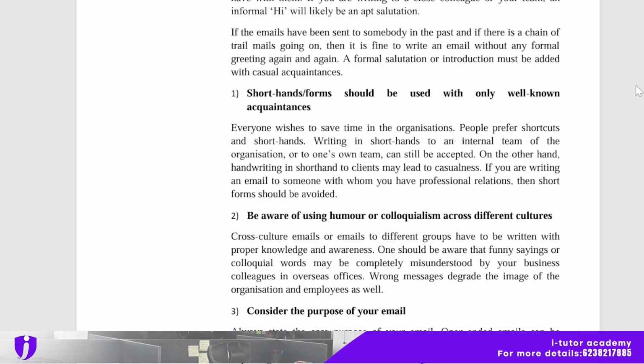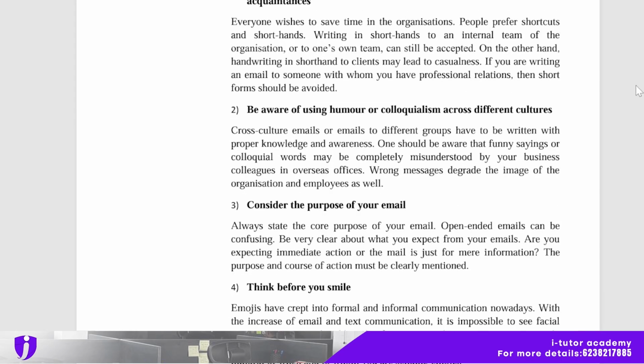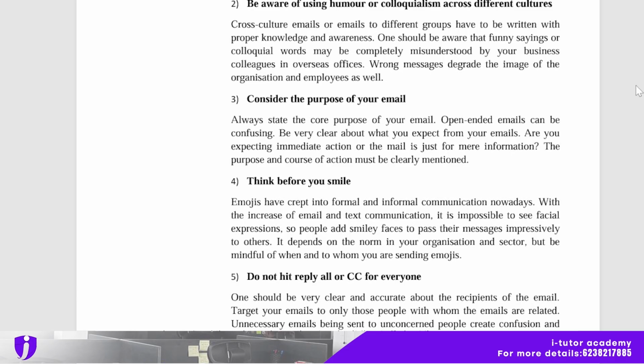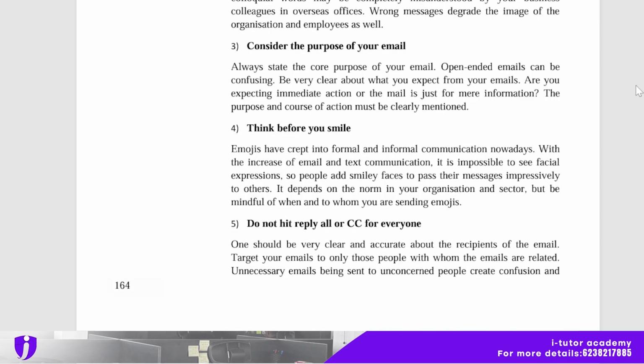Writing in shorthand to an internal team of the organization or to one's own team can still be accepted. Next, be aware of using humor or colloquialism across different cultures, and consider the purpose of your email and think before you smile. Okay, emojis have crept into formal and informal communication nowadays. So with the increase of email and text communication, it is impossible to see facial expressions, so people add smiley faces to pass their messages impressively to others.